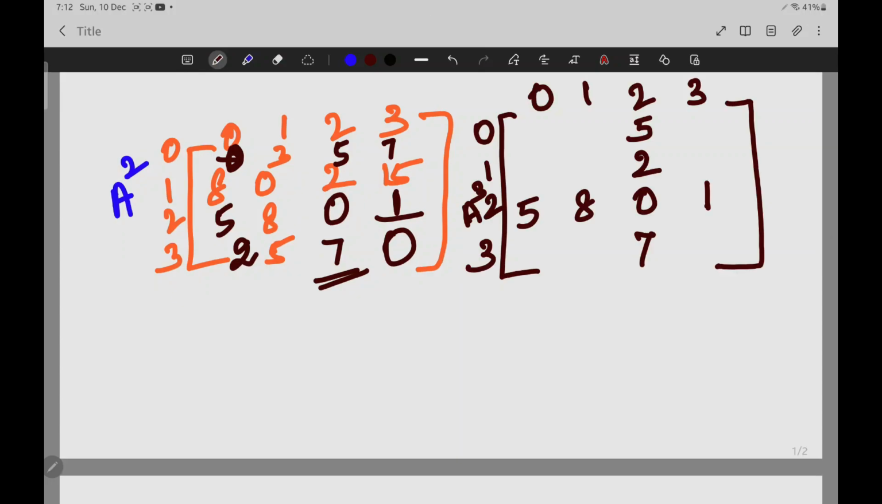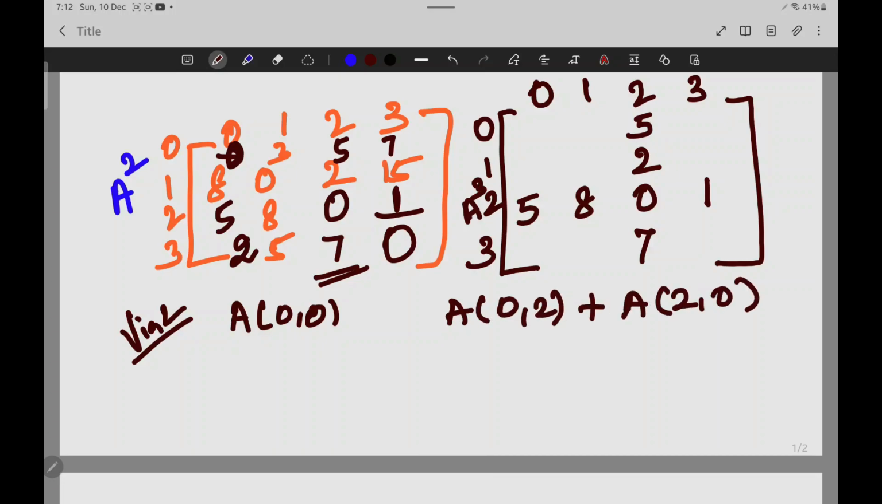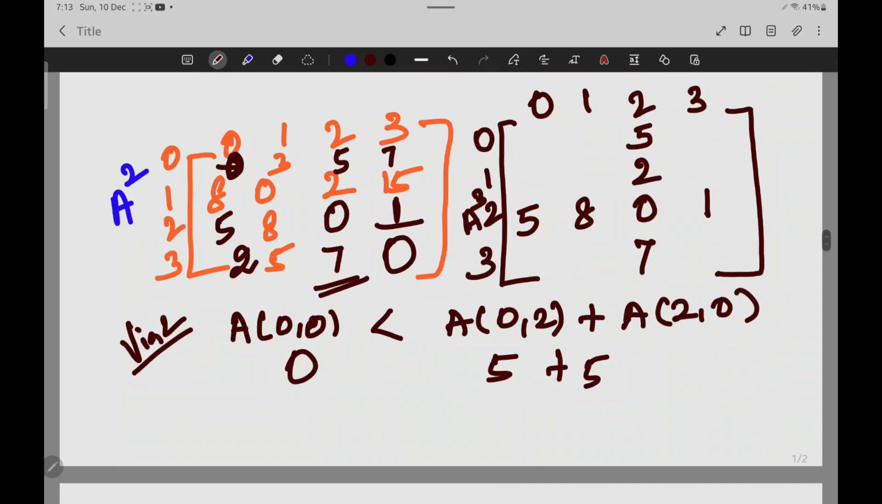Here I have written the value for third row, third column. Third row, third column will remain the same. Why? Because now we are going to travel via 2. Here we need to find the value of a of 0 comma 0 via 2. So a of 0 comma 2 plus a of 2 comma 0. So compare the value of 0 comma 2 is 5. So definitely it is going to be maximization. We will have the previous value 0.